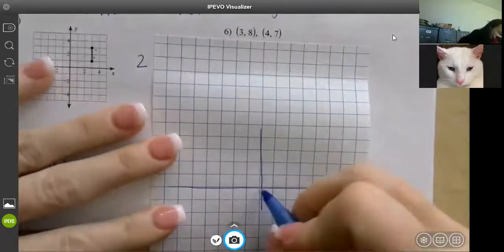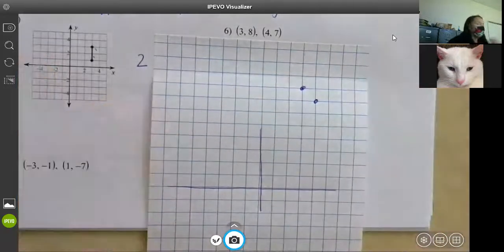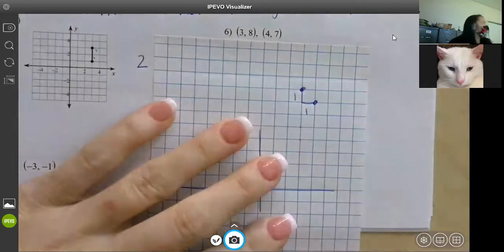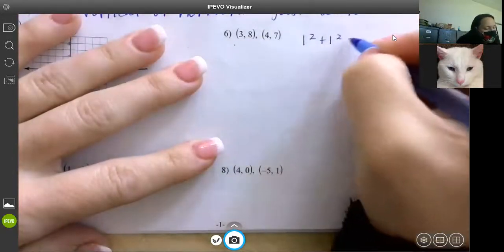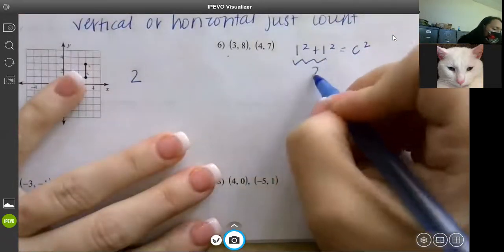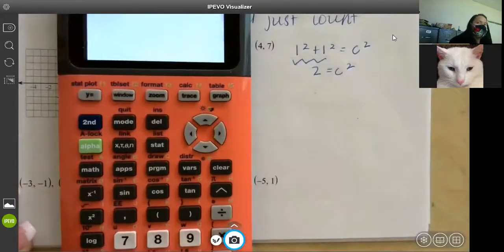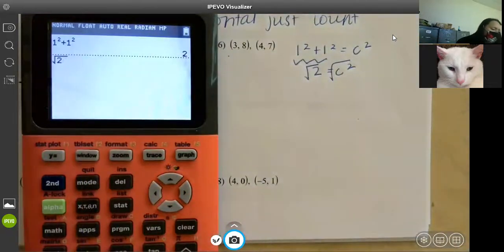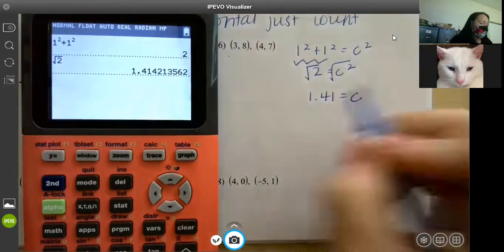So we have the points 3, 8, and 4, 7. We do our rise and our run, which is 1 over 1, okay? So we would do 1 squared plus 1 squared equals c squared. 1 squared plus 1 squared is 2. Again, if you don't trust me, we can put it in our calculator. Take the square root, and we get 1.41 equals c. And again, make sure you're rounding correctly.